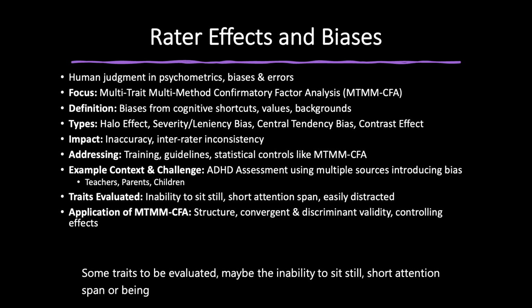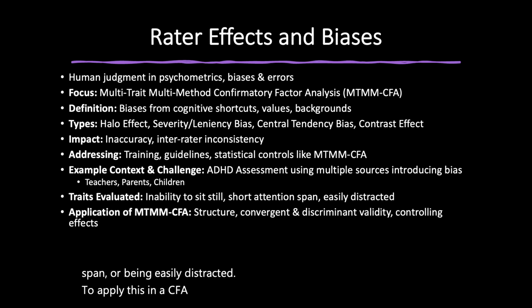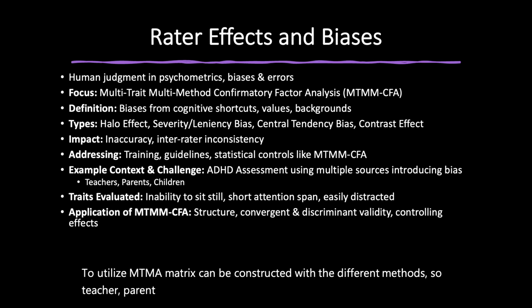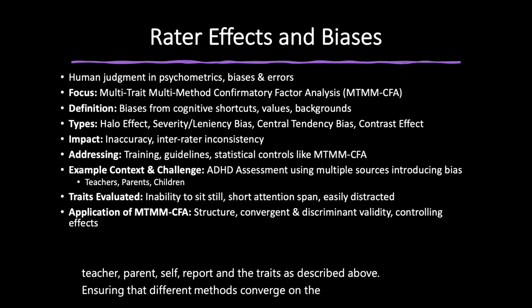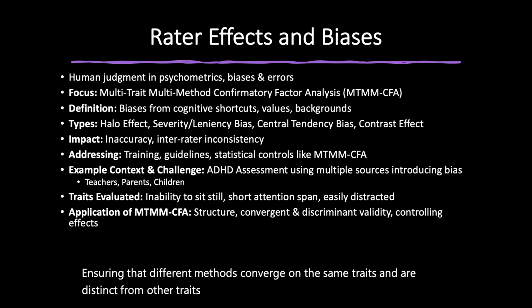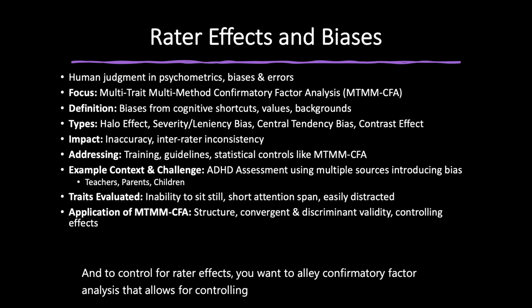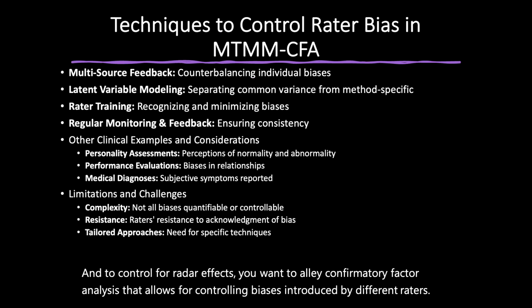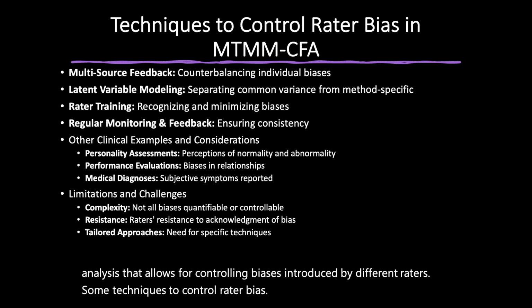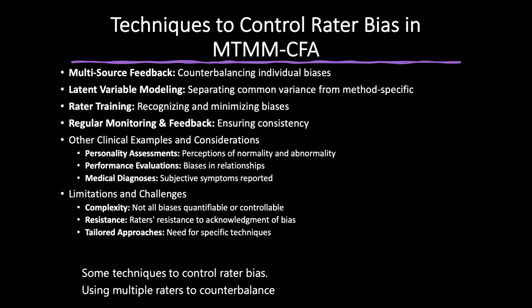To apply this in a CFA, to utilize MTMM, a matrix can be constructed with the different methods, so teacher, parent, self-report, and the traits as described above. Ensuring that different methods converge on the same traits and are distinct from other traits helps you analyze convergent and discriminant validity. And to control for rater effects, you want to apply confirmatory factor analysis that allows for controlling biases introduced by different raters. Some techniques to control rater bias: using multiple raters to counterbalance individual biases.